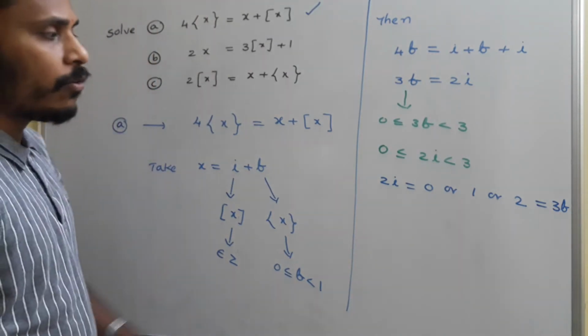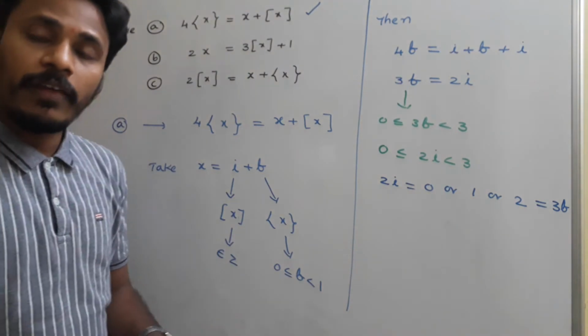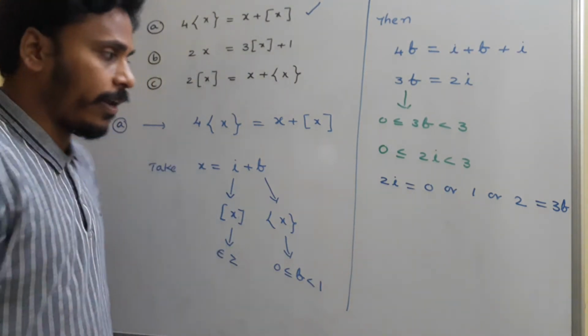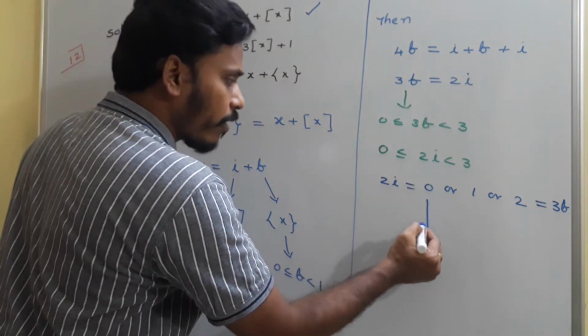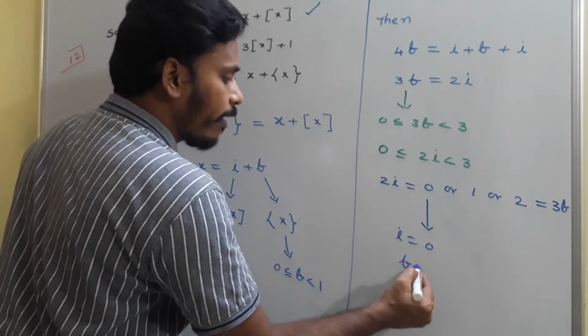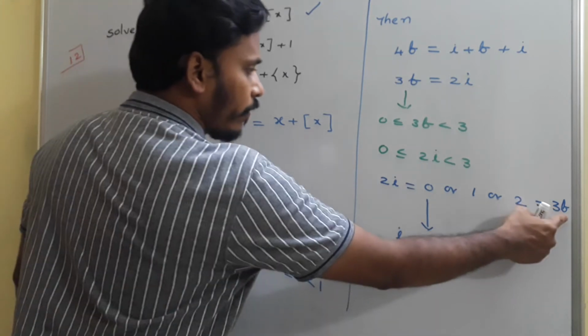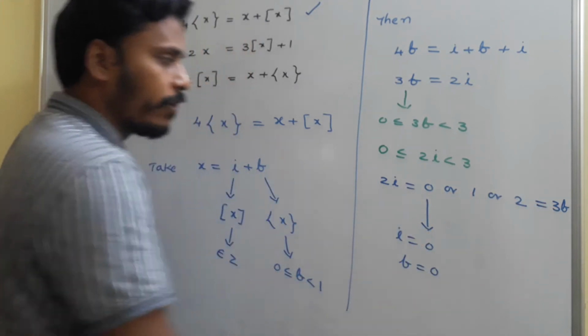Now 2i equals 0, 3f equals 0. From there we need to calculate I and f every time. If the value is 0, we will say that I equals 0, f equals 0. 2i equals 0, so I is 0. 3f equals 0, so f is 0.